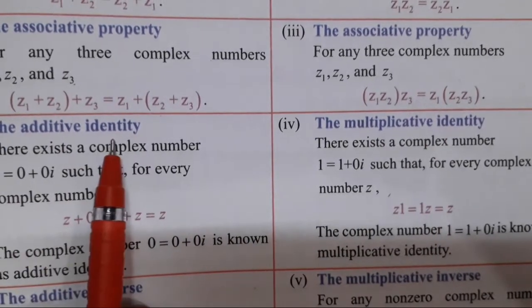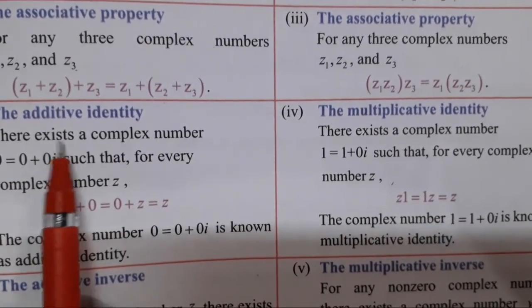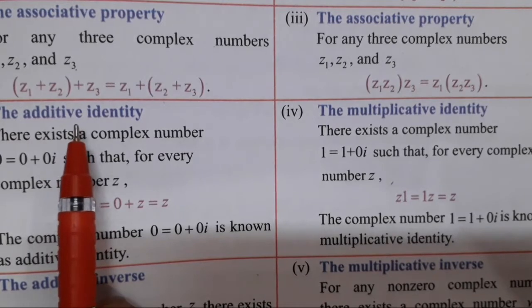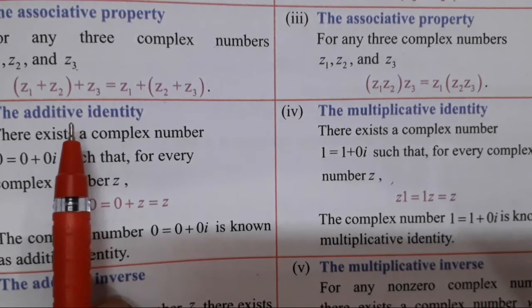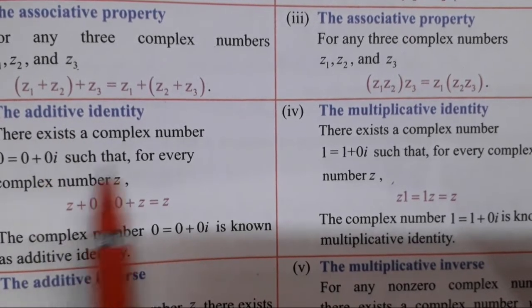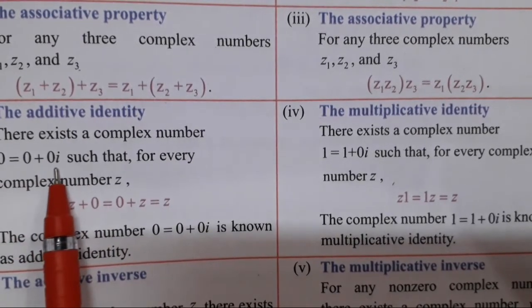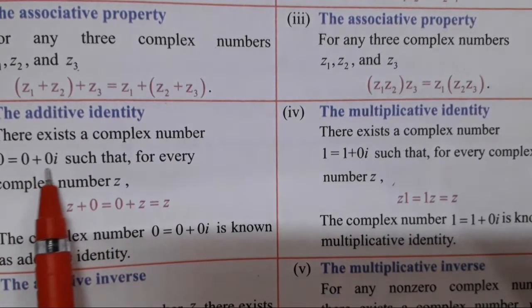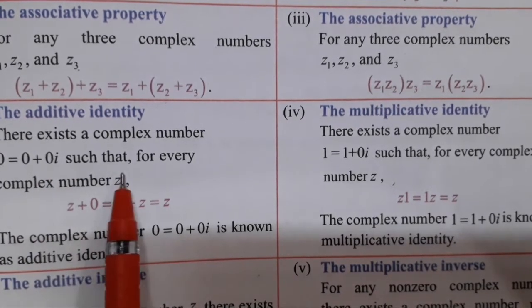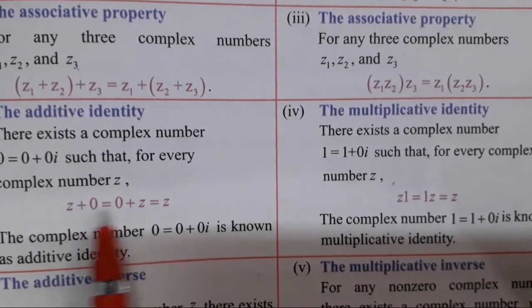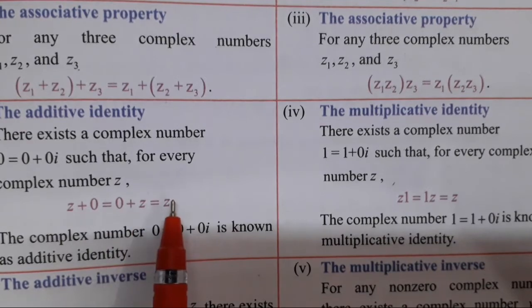Next, additive identity. What is meant by additive identity? We know 1 plus 0 is nothing but what? 1. 0 plus 5 is also what? 5. This is nothing but additive identity. Additive identity is that there exists a complex number 0, 0 plus 0i, because 0 is a real number, such that for every complex number z, z plus 0 equal to 0 plus z equal to z.